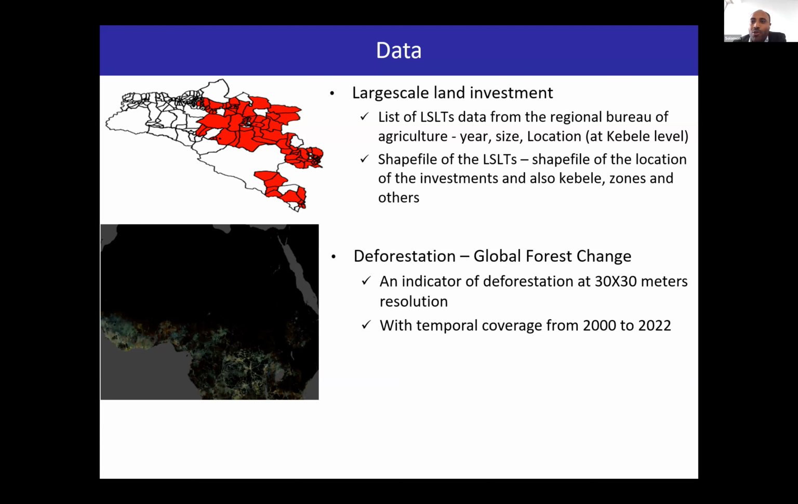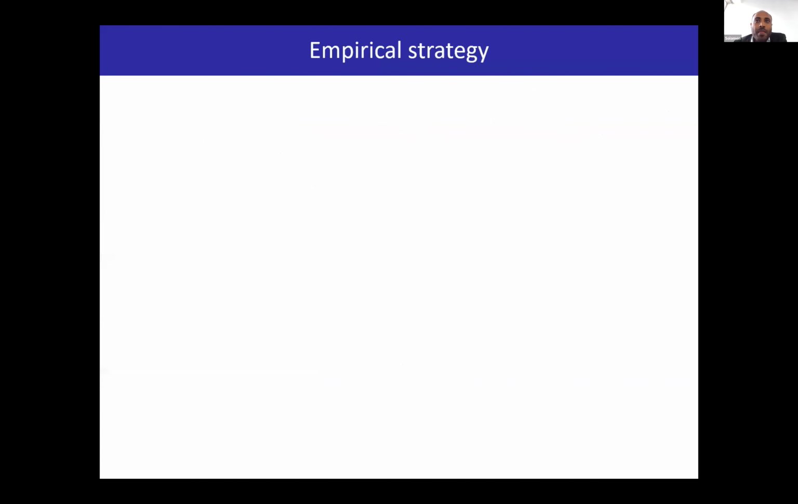The data has a temporal coverage from 2000 to 2022, so we used the entire data set for our analysis. We also use other spatial and gridded raster data sets from different sources on population density, nightlife luminosity, river, road density, and all these things to use them as covariates in our analysis.